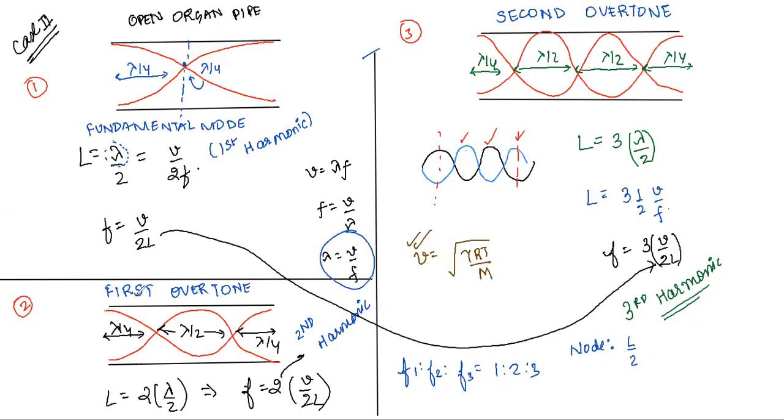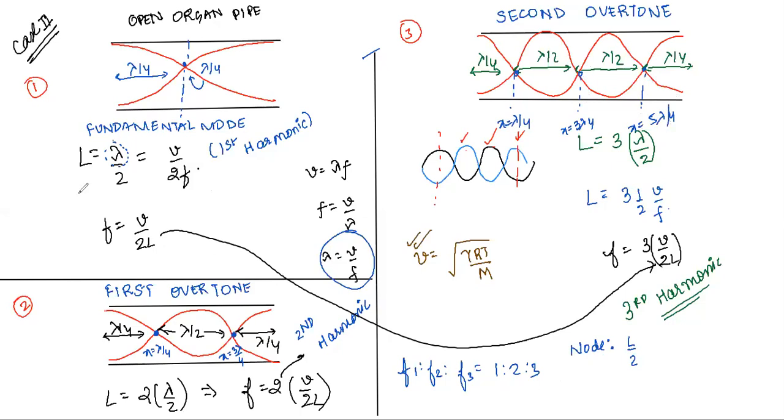What about the second case? The first node is formed at the distance lambda by 4. What about the second node? 3 lambda by 4. Absolutely. Here, where is the first node formed? Lambda by 4. The second node? 3 lambda by 4. Where is the third node formed? 5 lambda by 4.